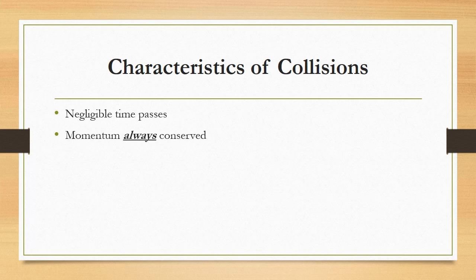Now, there are exceptions. If a problem, for instance, tells you the amount of time that passes during a collision, well, then obviously you can't assume that it's 0. You have to account for that. But unless it says that, we will make the assumption that momentum is conserved.